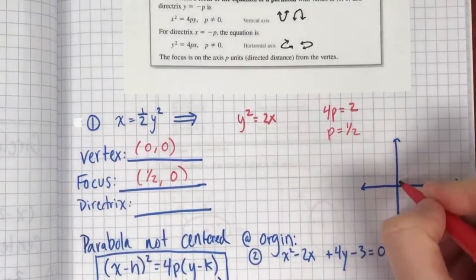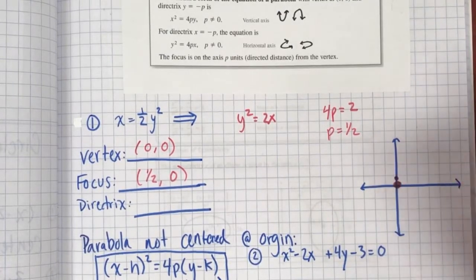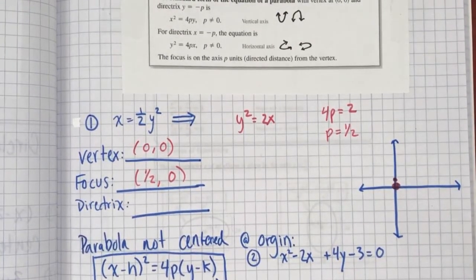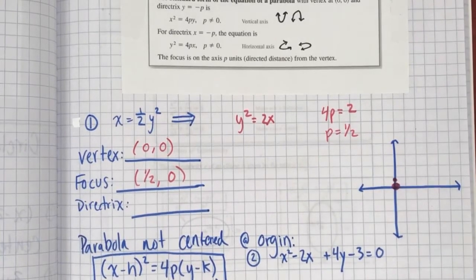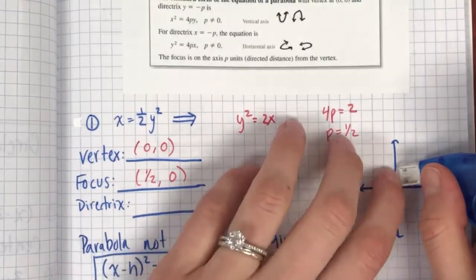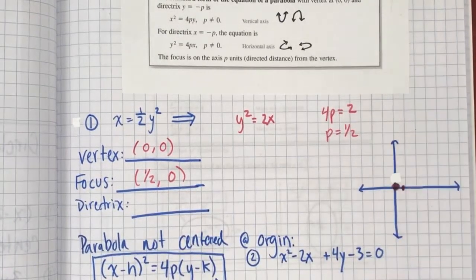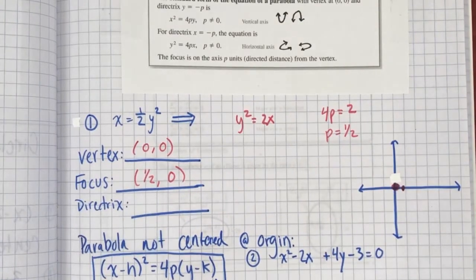So I'm going to go ahead and draw in my vertex, and my focus will be right up here at 1/2. Oh, I'm sorry. It's on the wrong axis. Should be up here, 1/2 this direction, to the right.